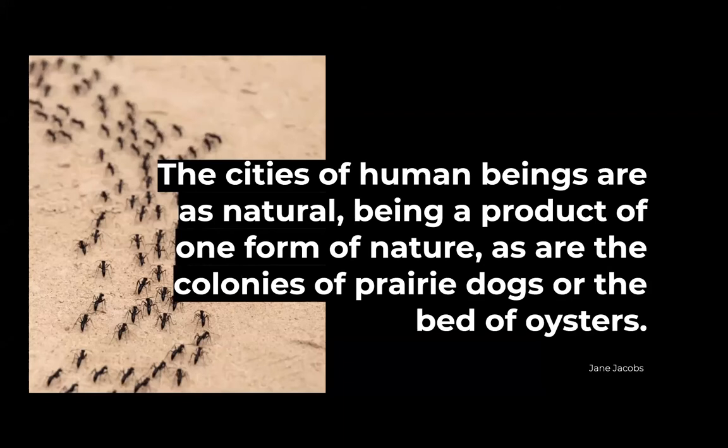Now, it was my background in urban design and urbanism. I'm a big fan of Jane Jacobs and her urban commentary. This is a great quote by her: the cities of human beings are as natural, being a product of one form of nature, as are the colonies of prairie dogs or the beds of oysters. Or you could talk about ants or termites or even a flock of sheep, just watching superorganisms, so to speak, interacting.